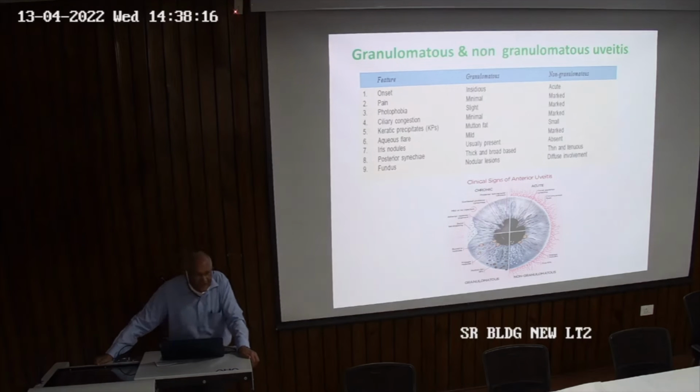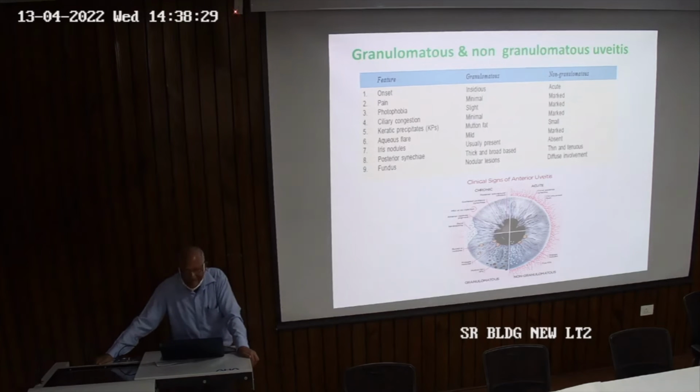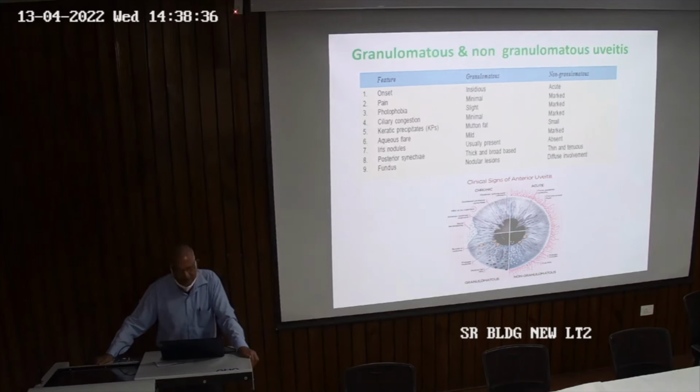Granulomatous is insidious in onset and chronic in nature, while non-granulomatous is acute in nature. Pain is minimal in granulomatous and marked in non-granulomatous. Photophobia is slight in granulomatous and marked in non-granulomatous. Ciliary congestion is more marked in the acute form and minimal in granulomatous.